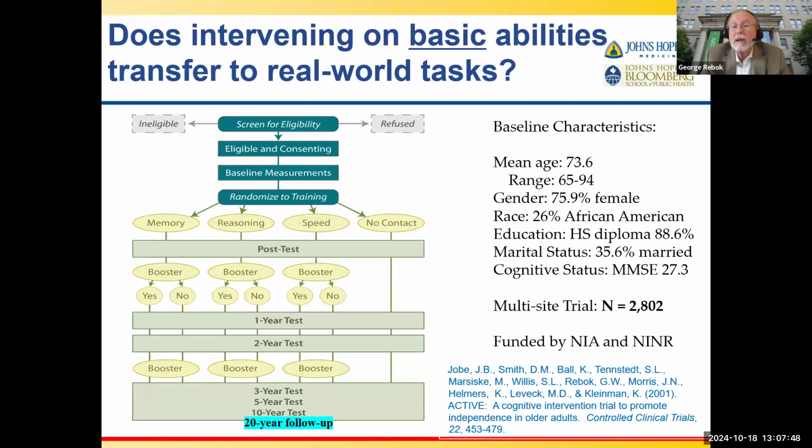And you can see here on the right-hand side of the slide that this was a very large trial, over 2,800 participants. The range of age was 65 to 94. These were all community dwelling participants, 1/4 of whom were African American. They all tested normal cognitively at baseline, and it was a trial that was funded by the National Institute of Aging and the National Institute of Nursing Research.